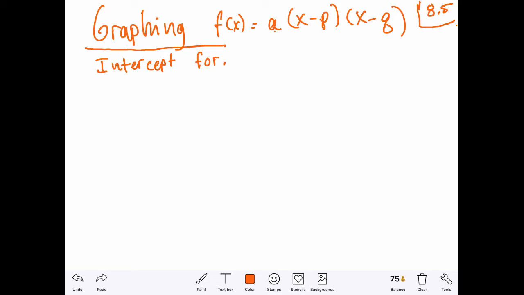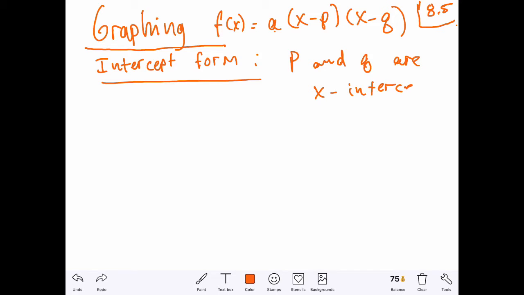Intercept form is going to take the form f of x equals a times the quantity x minus p times the quantity x minus q. And p and q are your x-intercepts. So we want to start with that. P and q are x-intercepts. In other words, that's where it hits the x-axis, where y is equal to 0. Another quality we'll want to have is this axis of symmetry.